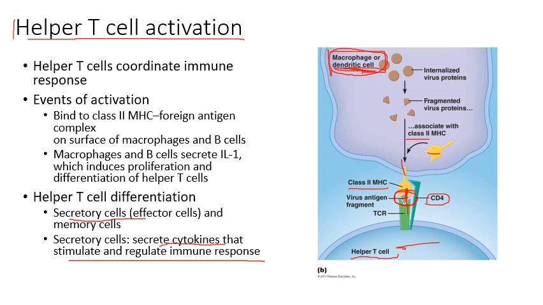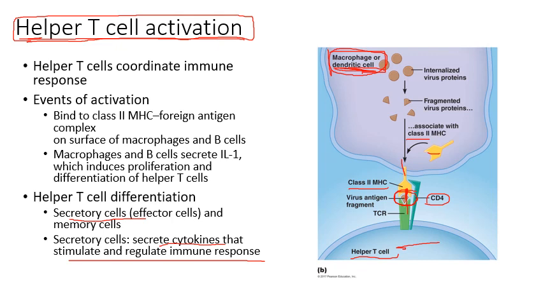These are important because they're the coordinators. Without them, the immune response lacks coordination and will not be activated fully. So these are important cells.